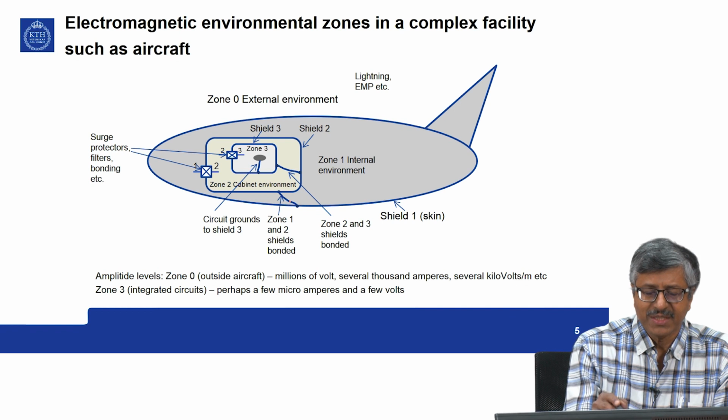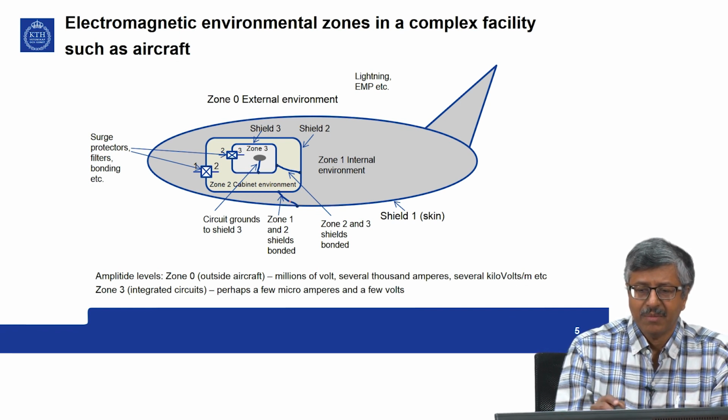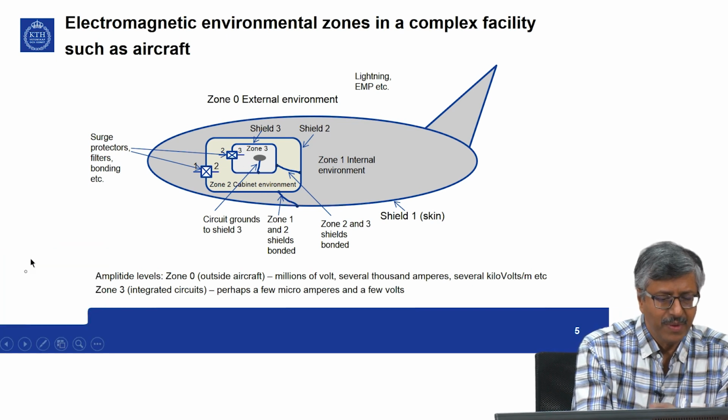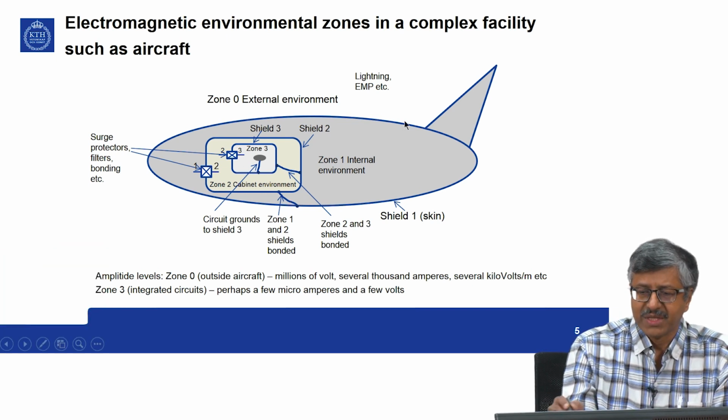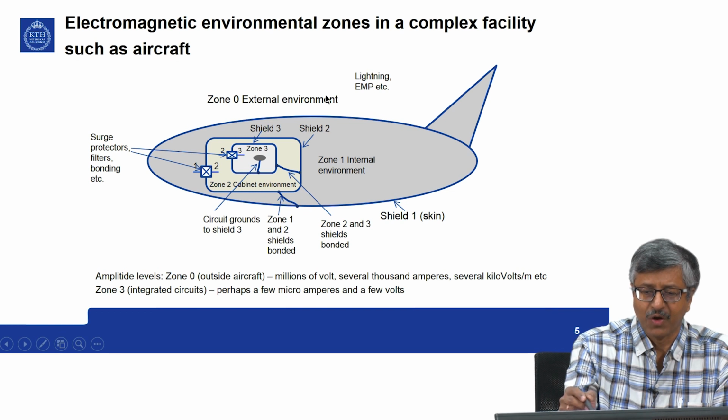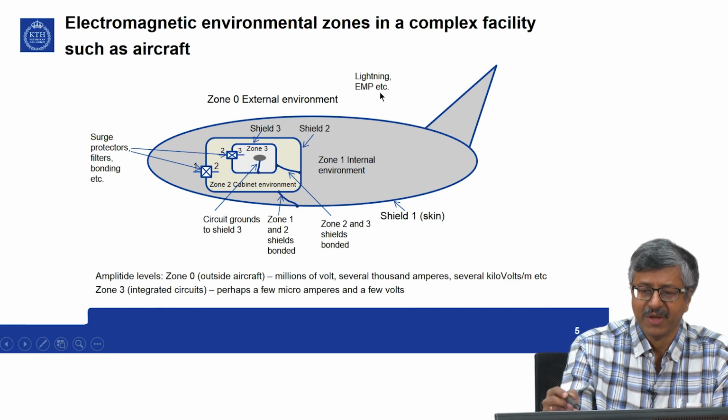Now, the above concept is described more carefully in this picture. This is a picture of an aircraft. Here you have zone 0, the external environment: lightning, EMP. EMP is the electromagnetic pulse from a nuclear explosion. That is zone 0, and zone 1 is the internal environment.